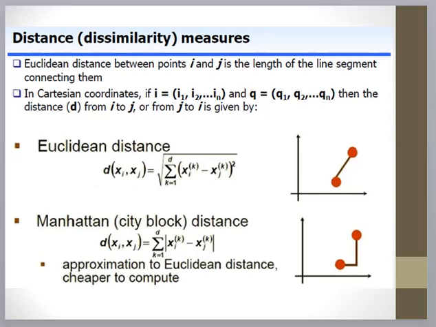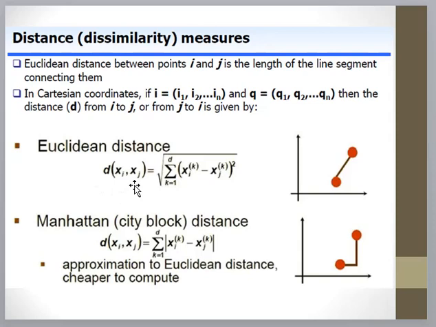So if we talk about Cartesian coordinates, if one data point I is given as I1, I2 up to In, and the other data point, which is Q, is given as Q1, Q2 up to Qn, then the distance d can be defined from point I to j, or from j to I, through this expression. In this expression, d is the Euclidean distance which we are trying to measure between these two data points, which are xi and xj.